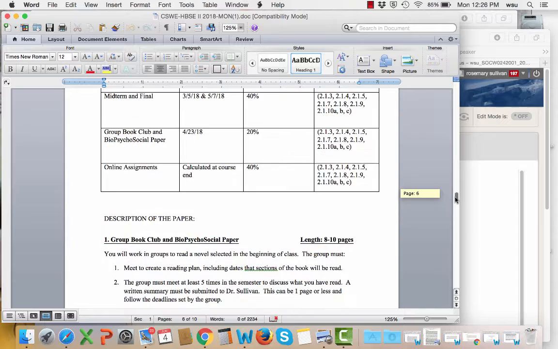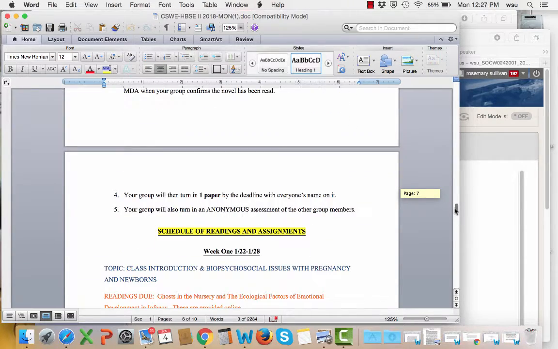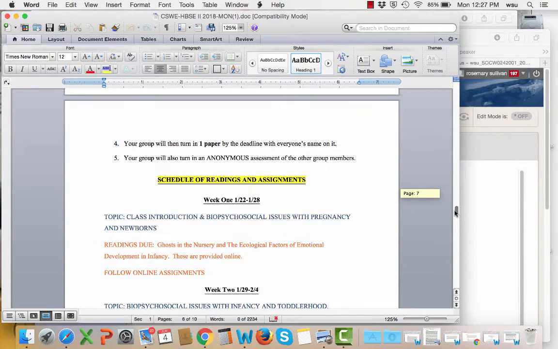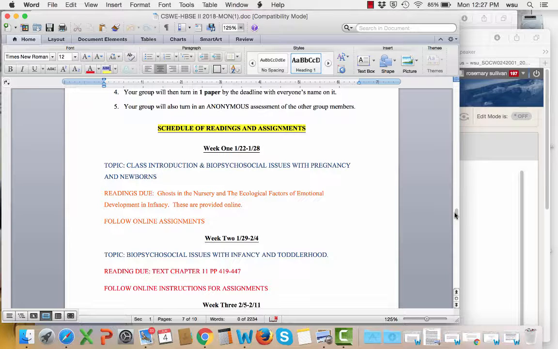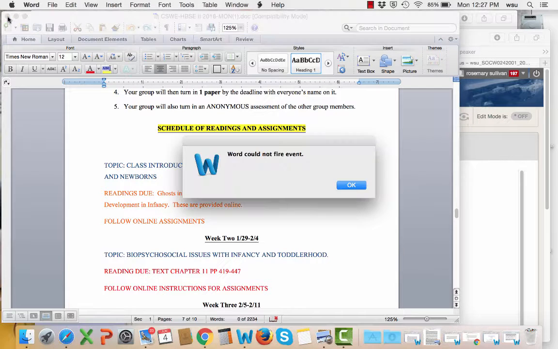I go on to describe more in depth the papers and assignments, and then we get into the typical syllabus week by week assignments. So that's how the syllabus is laid out.